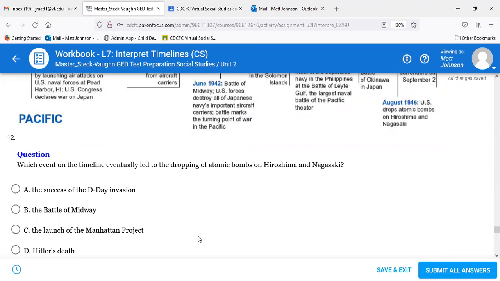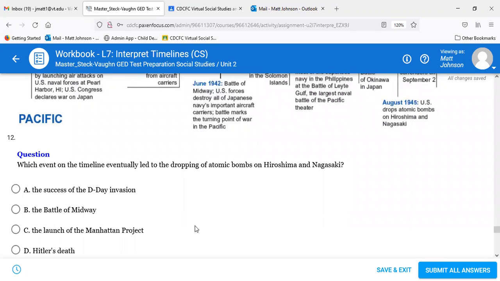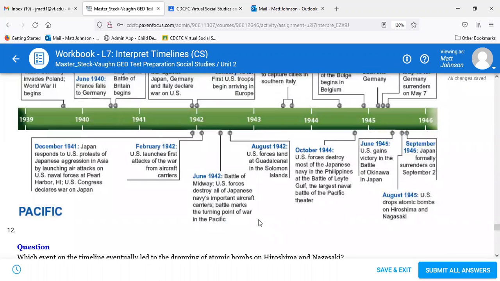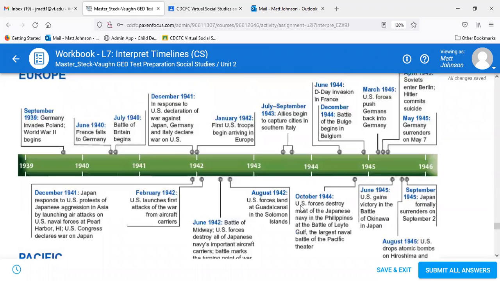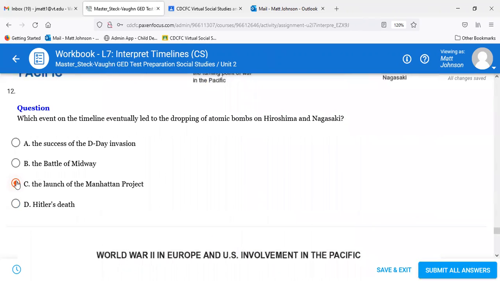I see that dropping of the bomb at August 1945, and I'm trying to look up, and I don't see anything before that. There's nothing. So the answer is C, the launch of the Manhattan Project. Now, please, I looked over this like 3 different times, and I cannot find that on the timeline. If you see it on the timeline, please tell me, because I did not see that anywhere. But yeah, so for 12, it's C as in cat.